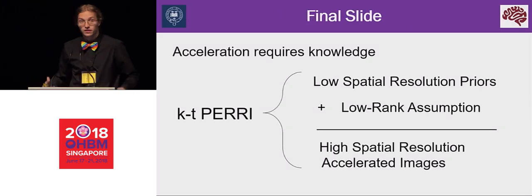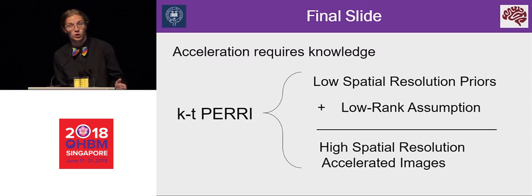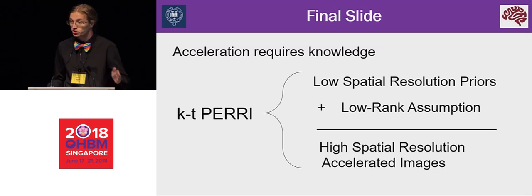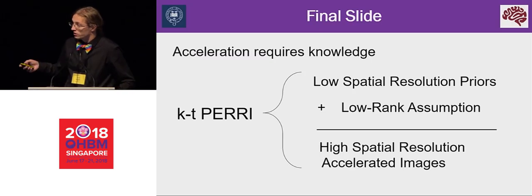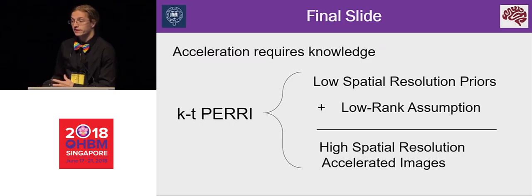So my final slide is, remember, acceleration requires knowledge. If you know stuff about how your data should look, you can accelerate. And the information I'm using is that the center of K-space is more reliable in radial sampling, and the fMRI data is inherently low rank.